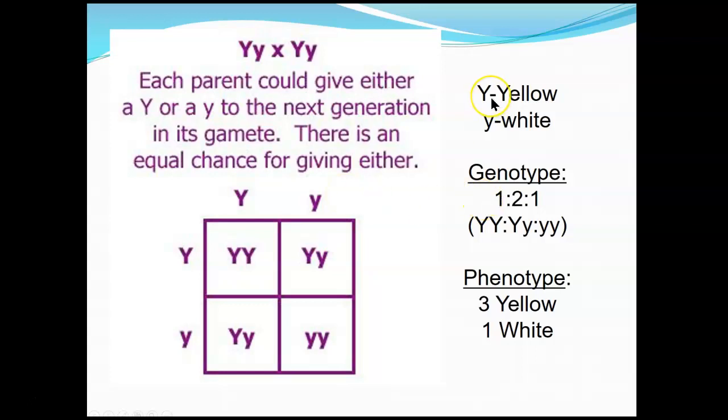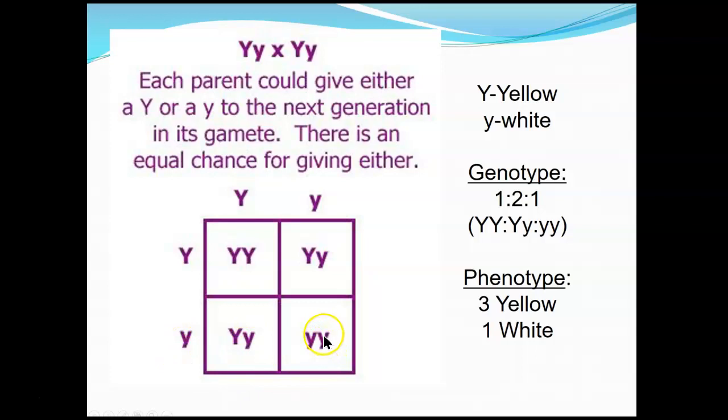Okay, so capital Y is yellow and lowercase y is white. So we have two heterozygous yellow, let's say, flowers. So here this parent is a yellow flower and this parent is a yellow flower. And when they combine their genes, then we have the capital Y here, capital Y here, lowercase y here, lowercase y here, capital Y here, capital Y here, lowercase y here, lowercase y here.